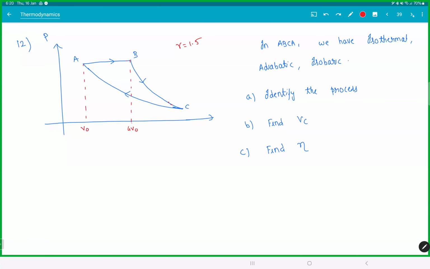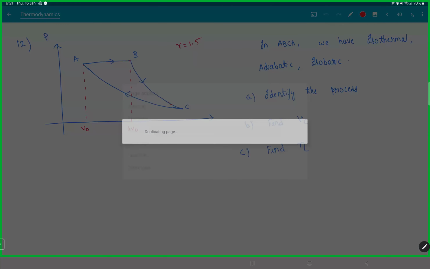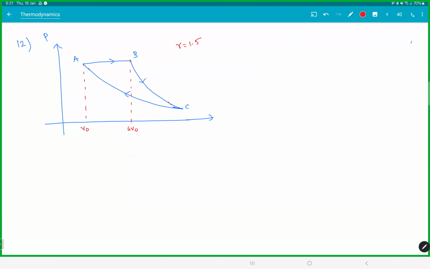Let's see. So first thing is clear. AB is isobaric. BC is adiabatic. CA is isothermal. Now, you don't know anything here, but remember just now I told you, if somehow I can figure out the temperature, or if I know temperature, I can get everything. So we don't know temperature also here. Let's start with an assumption.